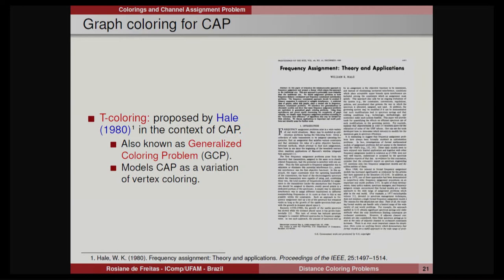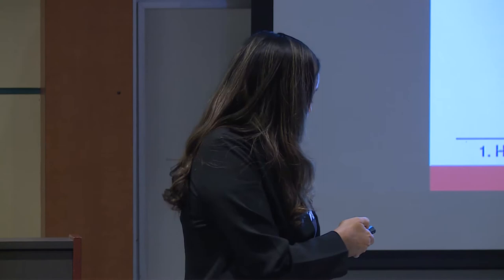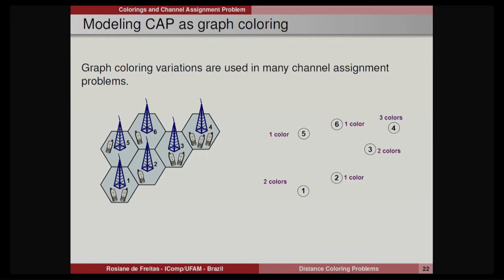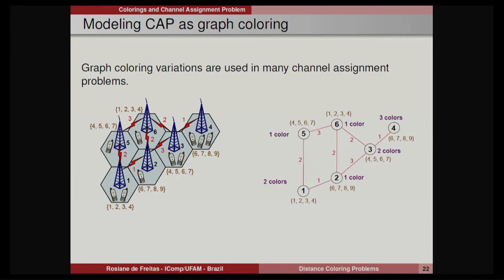The first research that treats the peak coloring, he called the generalized coloring problem, GCP, was Hale in 1980. But we have another version, a multicoloring version. In this case, we have a multi-demand and a list of available channels. It's a constrained resource in telecommunications.